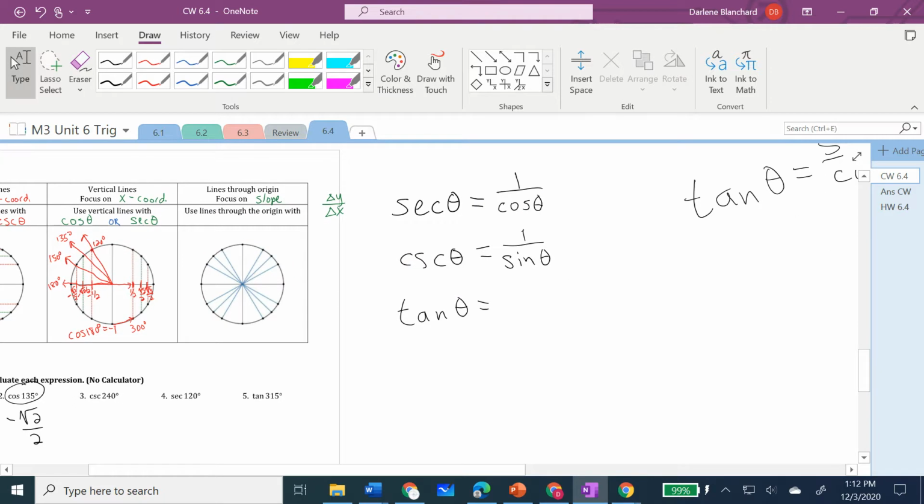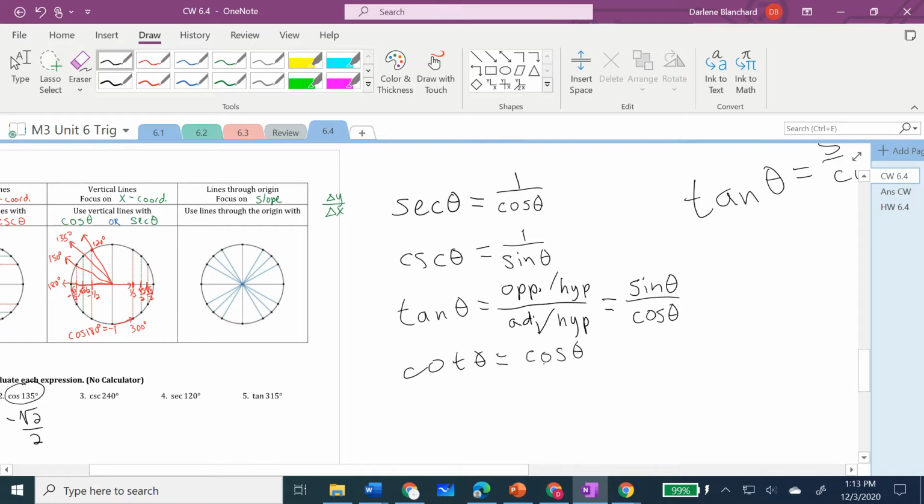And if you don't remember it right away, let me remind you that tangent is opposite over adjacent. Everyone knows that, right? Now, here's what I want you to do. I want you to go over hypotenuse. And now tell me, what is tangent equal to? Sine over cosine. And then cotangent is tangent's reciprocal, so cosine over sine.